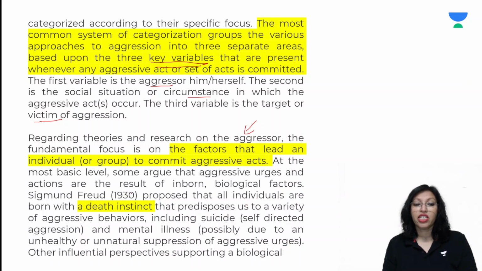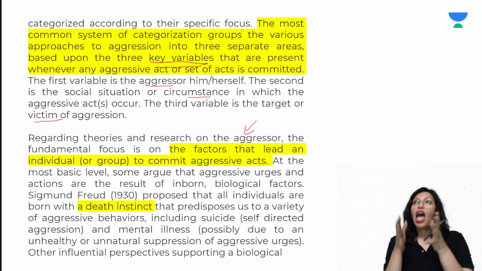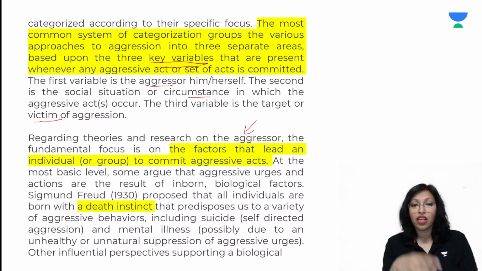Sigmund Freud in 1930 proposed that all individuals are born with a death instinct that predisposes us to a variety of aggressive behaviors, including suicide, which is self-directed aggression, and mental illness, possibly due to an unhealthy or unnatural suppression of aggressive urges. So Freud said that because all of us have a death instinct, we have a number of aggressive behaviors. Kill or be killed. So I want to be the killer.